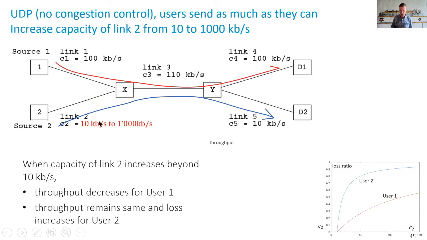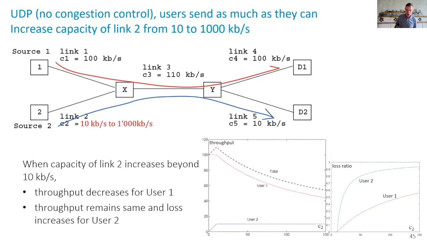Well, we see that here, we see that if I increase the capacity of the bottleneck, then I increase the rate of the blue source, and we know there will be, this network is UDP, there is no congestion control, so there will be more and more losses. As the blue rate increases, the red rate decreases, and there is congestion collapse.